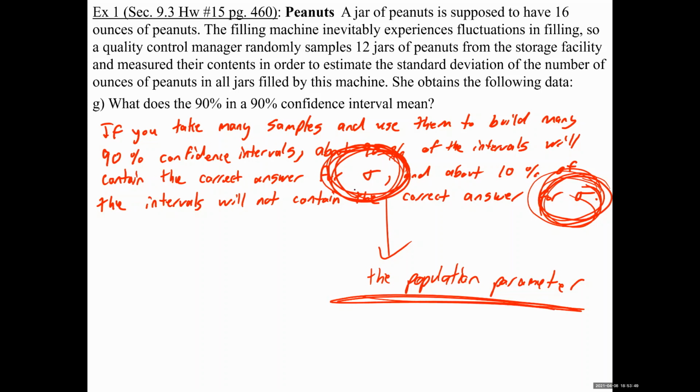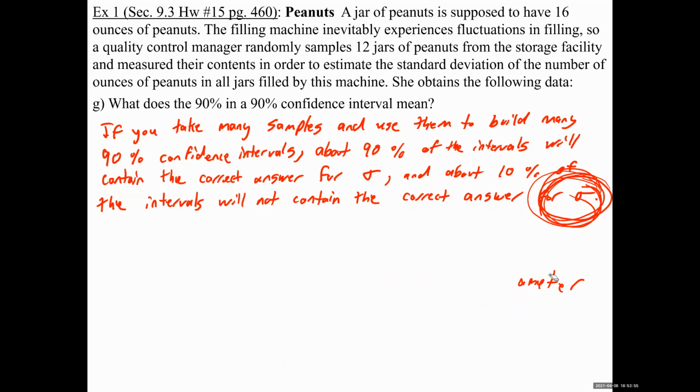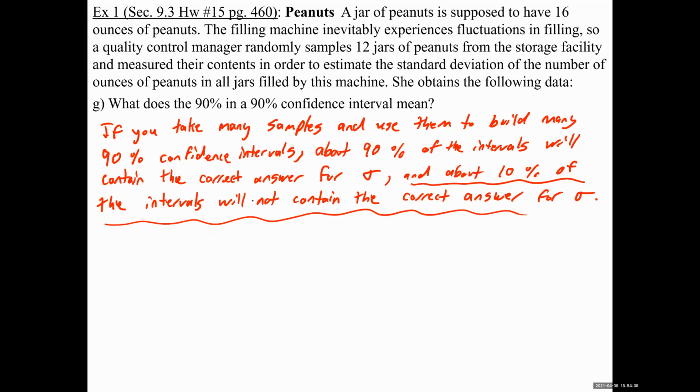Okay, that's the first comment. The other comment I want to make, I saw a student do this. Every semester I get some students who do this, and one student did it, at least one that I can remember. So I want to warn you against this. For the second part, someone would write something like, about 10% of the intervals will contain the wrong answer for P. They'll write about 10% will contain the wrong answer for sigma or P or whatever it is.